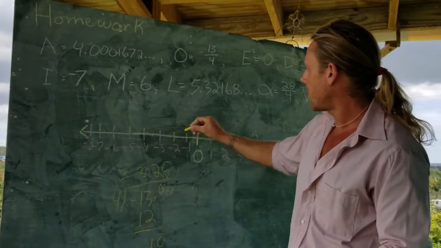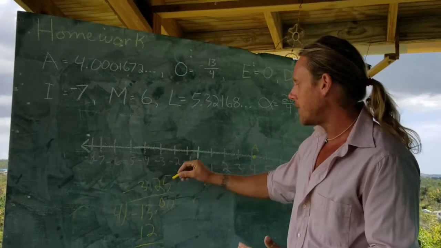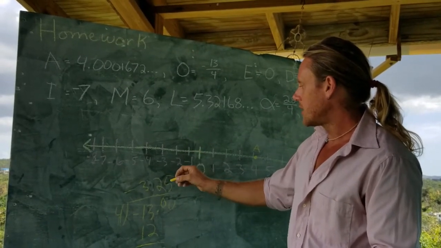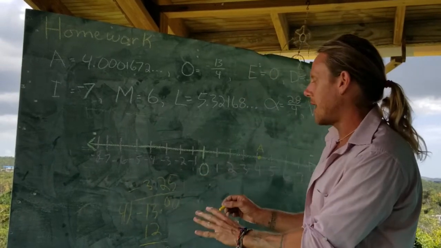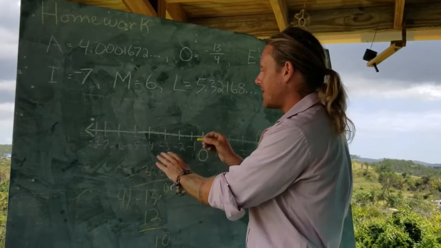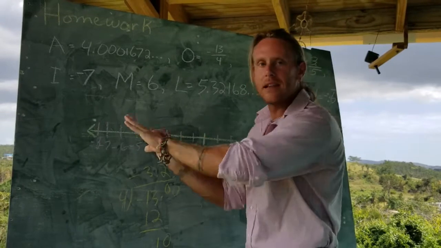So negative 3. Now where does this 0.25 go? It's a little bit larger. If this was a positive, 3.25 is greater than 3. Remember, these are negatives, and the negatives increase in the negative direction.